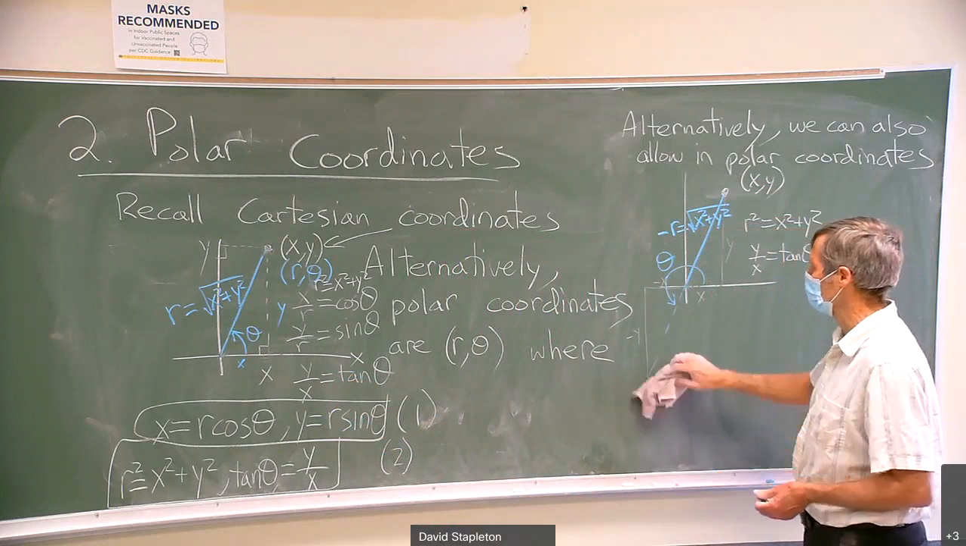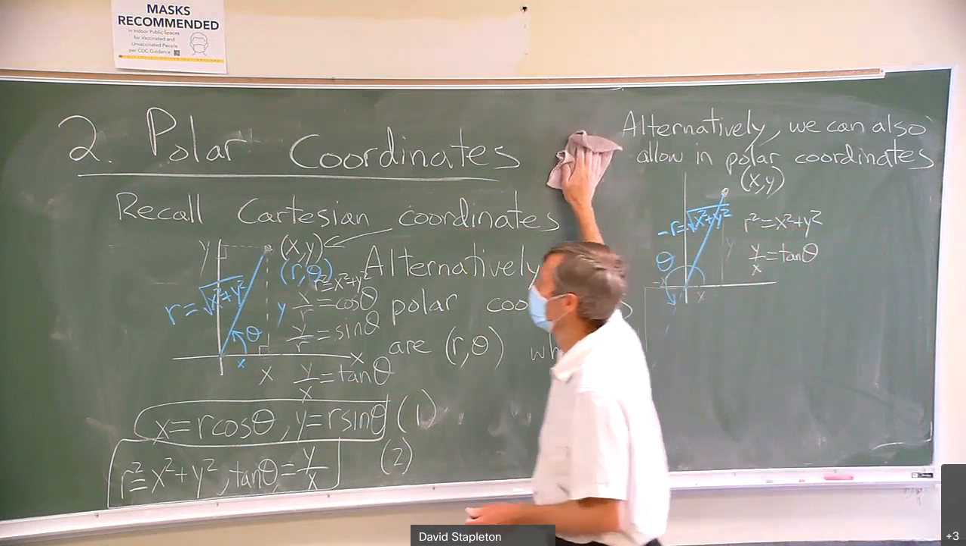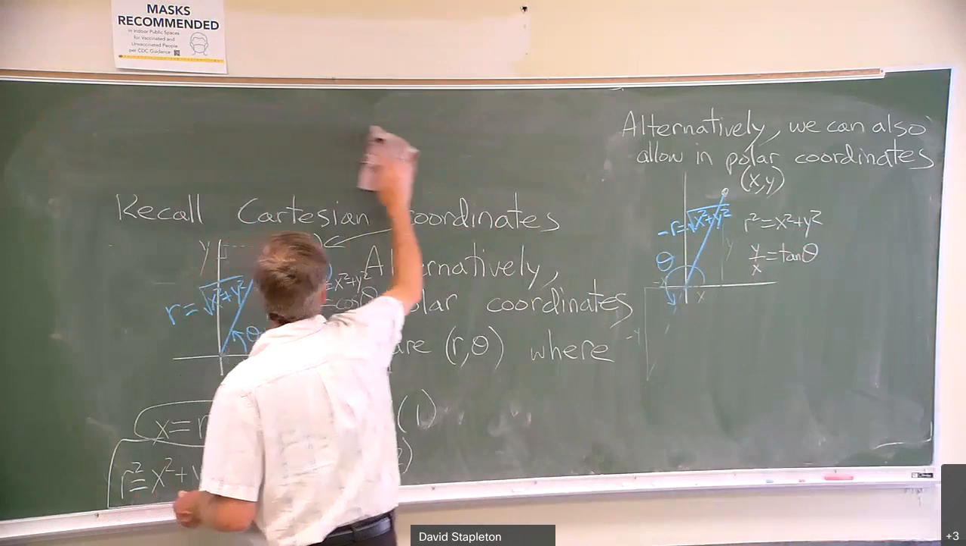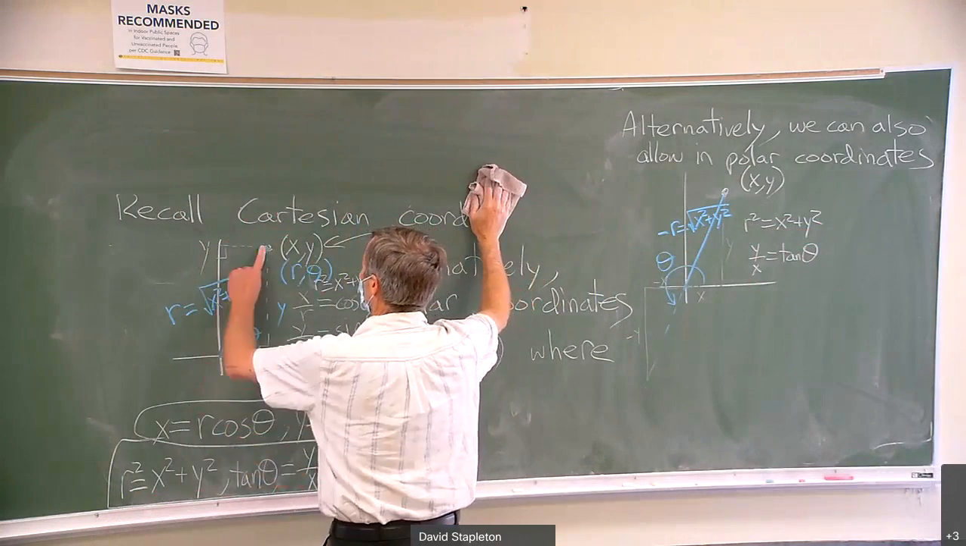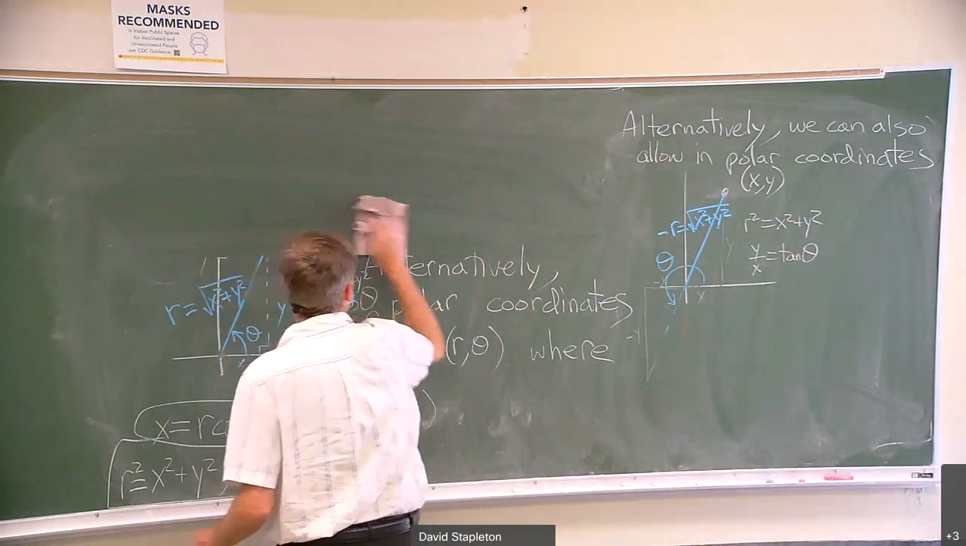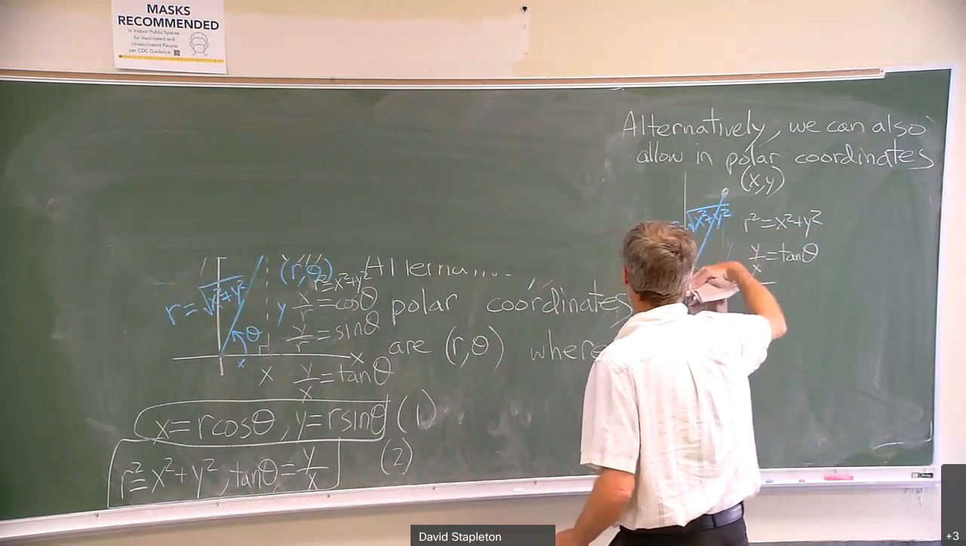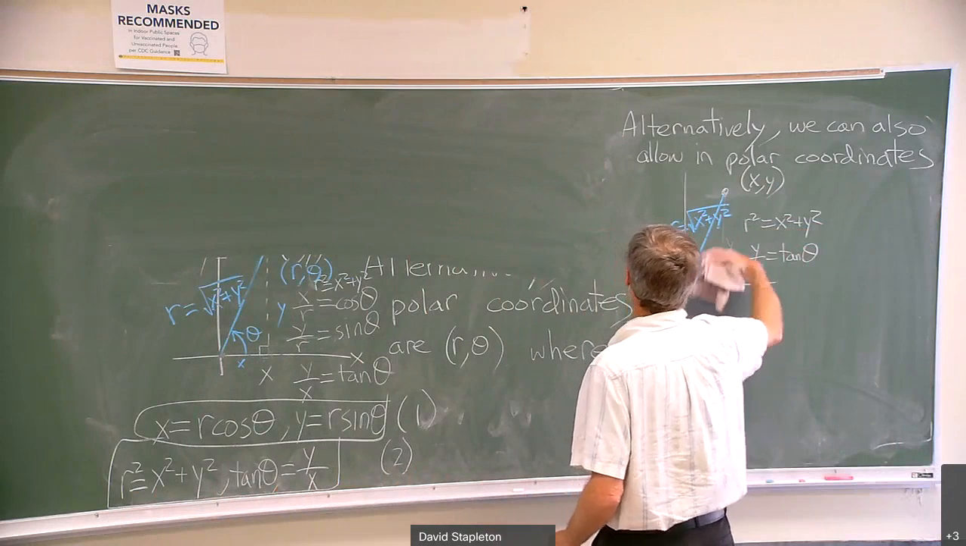Now we need some examples because it's complicated. So that's the idea. Polar coordinates or radar coordinates, turn the angle and go out the distance. Or you allow this other thing where you turn to the opposite direction and back up the distance.